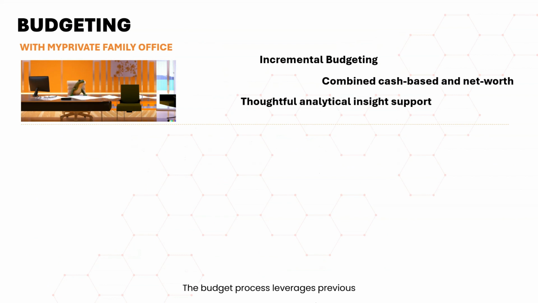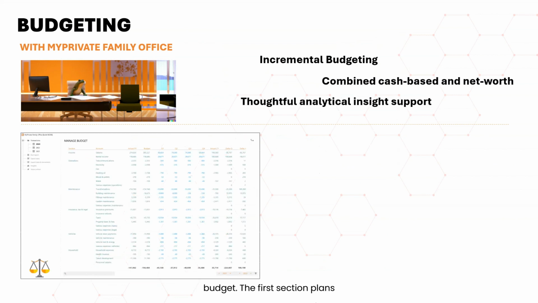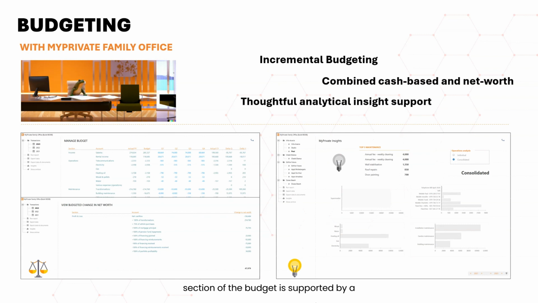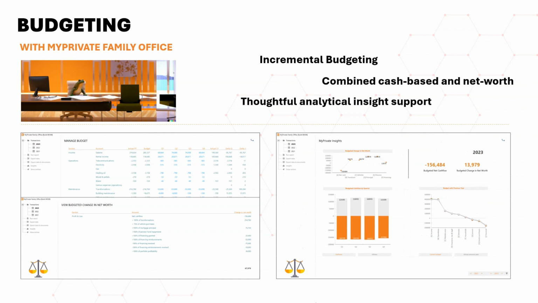The budget process leverages previous year data to initialize next year's budget. The first section plans incoming and outgoing cash, setting the plan for the family's liquidity position. The second section calculates the impact of the budget on the family's net worth, by adjusting for cash used for investments and divestments. Each section of the budget is supported by a detailed set of analytics throughout the respective modules.